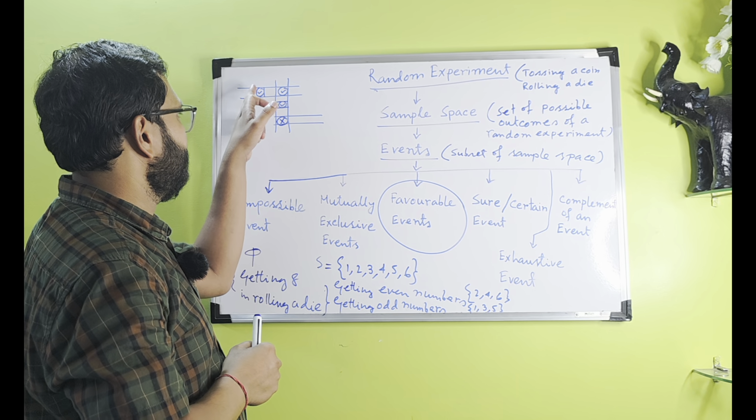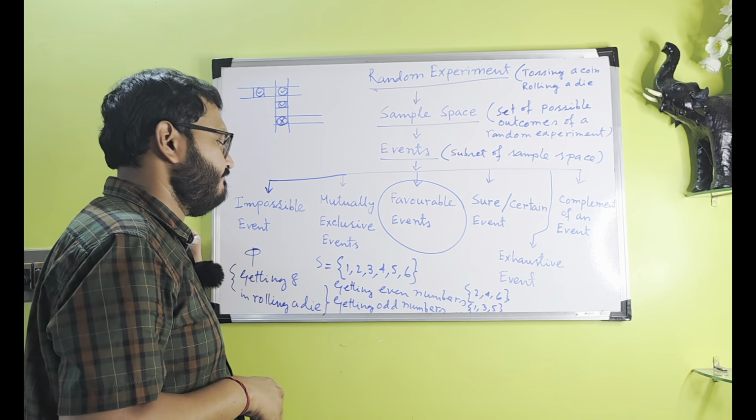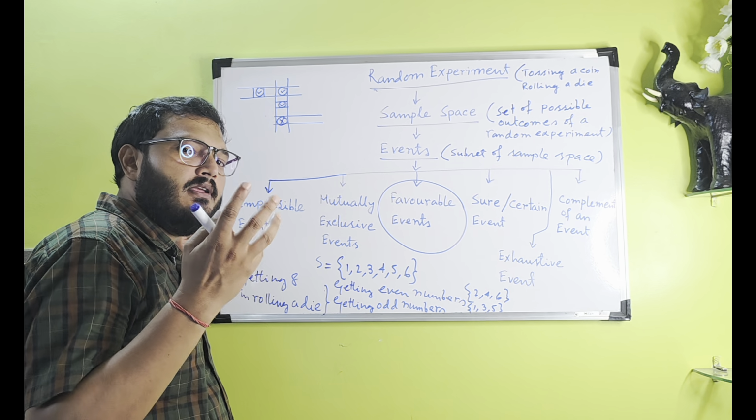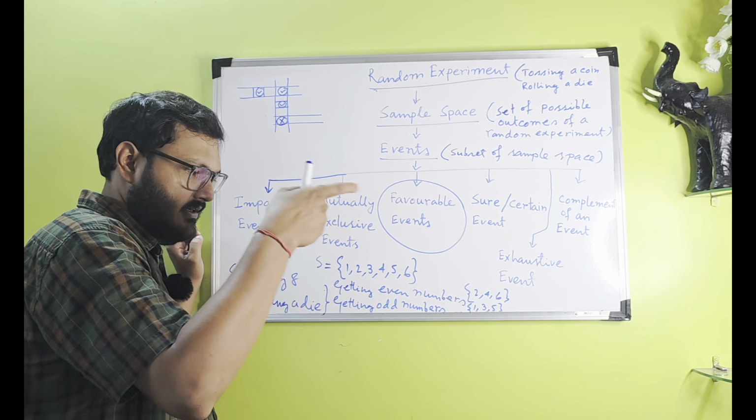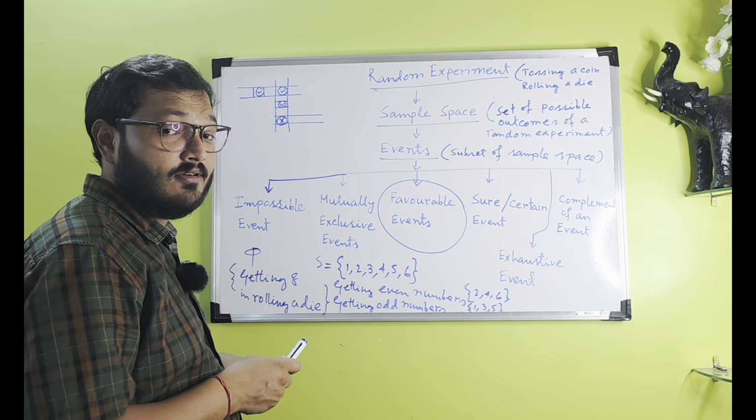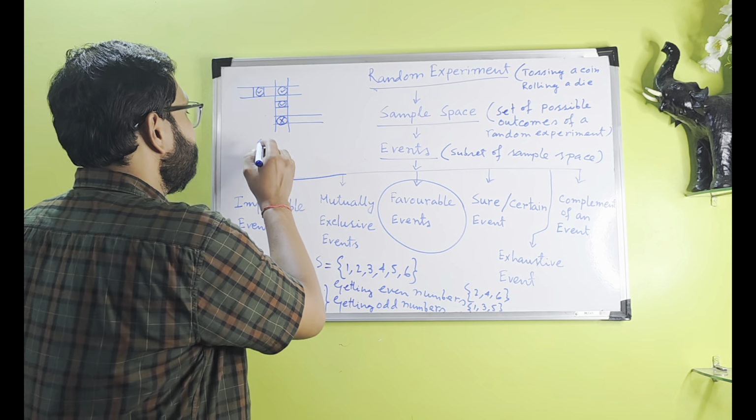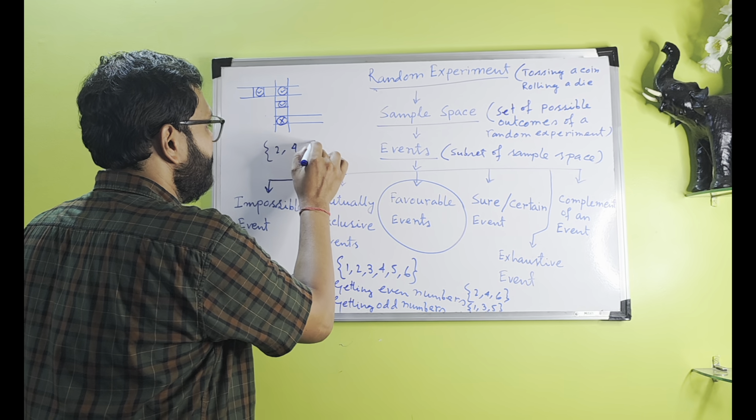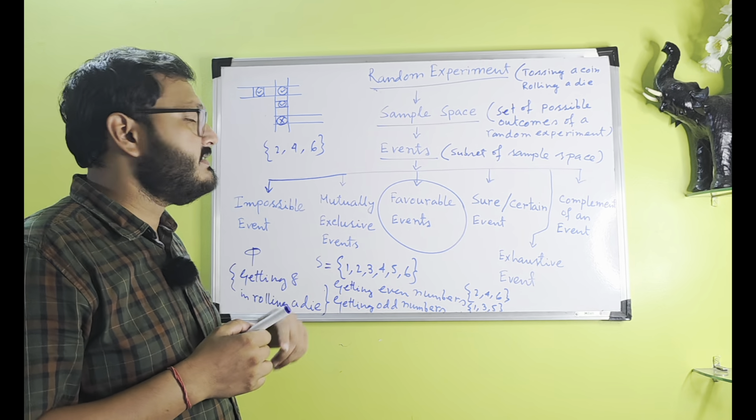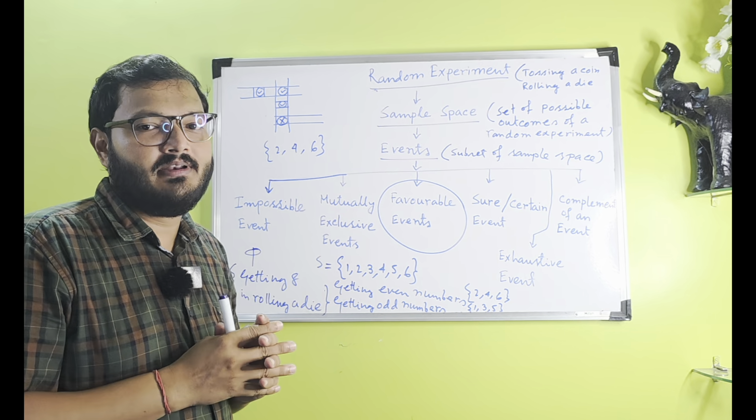So these three are your opponent's tokens, and this is your token. Now, what will be your prayer when you roll the die? You are praying, God, give me either 2 or 4 or 6. So this is your wish. 2, 4 or 6. So if it happens, then the incident is in favor of you. So that is your favorable event.